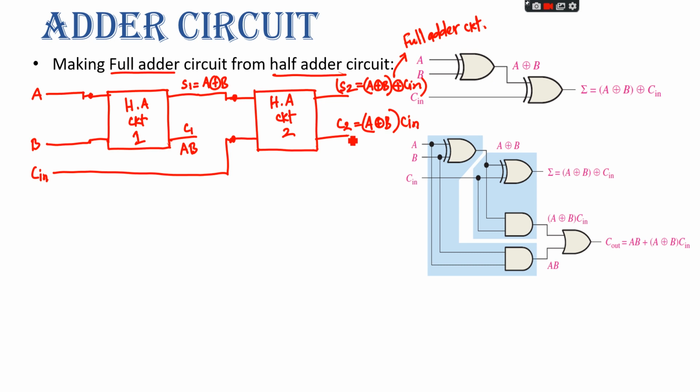So what we can do here, suppose if we take C2 and if we take C1 here, and then we add them in a summer circuit, this should be your C out. And what would be the equation of the C out?